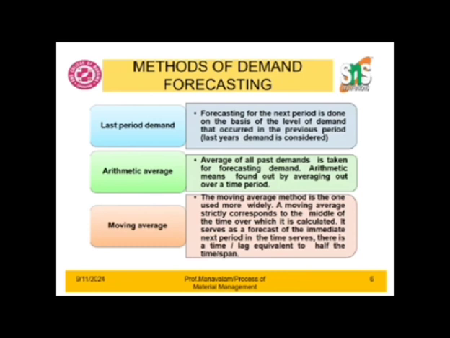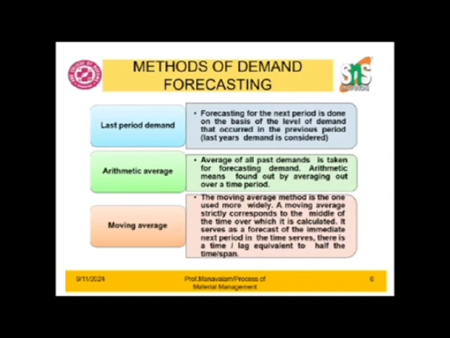Next, the methods of demand forecasting. There are three methods: last period demand, arithmetic average, moving average. The last period method is nothing but forecasting for the next period. It is to be done on the basis of the level of demand that occurred in the previous period. That is called last period demand.